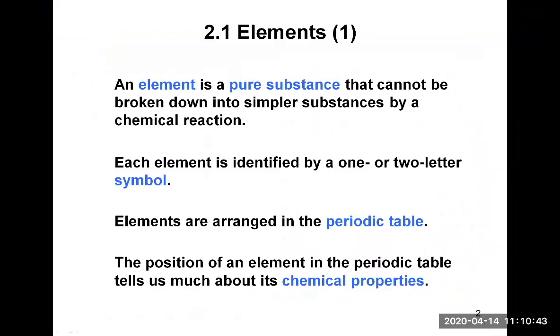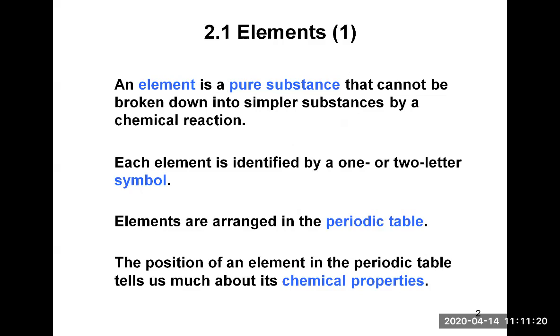So this first section is on elements, and we learned in chapter 1 that an element is a pure substance that cannot be broken down into simpler substances by a chemical reaction. And so elements are arranged in the periodic table. Because of that, you want to have the periodic table out. A paper copy is preferable, but you want to have the periodic table available.